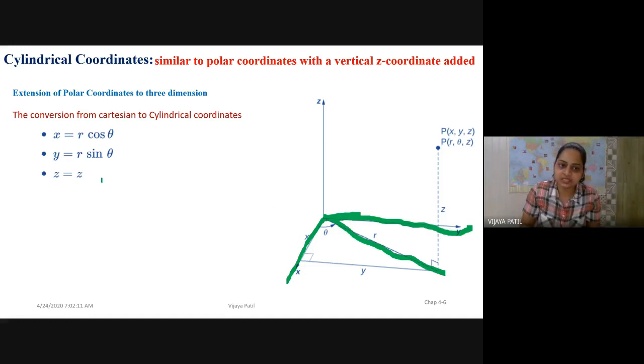What is this? This is x equals r cos theta, which we have seen in the polar coordinates. Then y equals r sin theta, which is the same as in polar. But what is this? This is nothing but z equals z, meaning there is no change in z. z will remain z only. So whatever we had in 2D, we have just added a height as z.